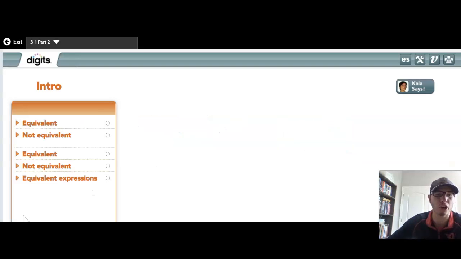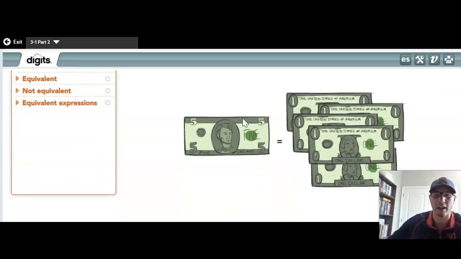Moving on to part 2. This little section here is not in your guided notes, so please just follow along. All right, we're going to talk about equivalent and not equivalent equations. So our first one, we have a $5 bill is equal to 5 ones. This is going to be equivalent because they have the same value on both sides.